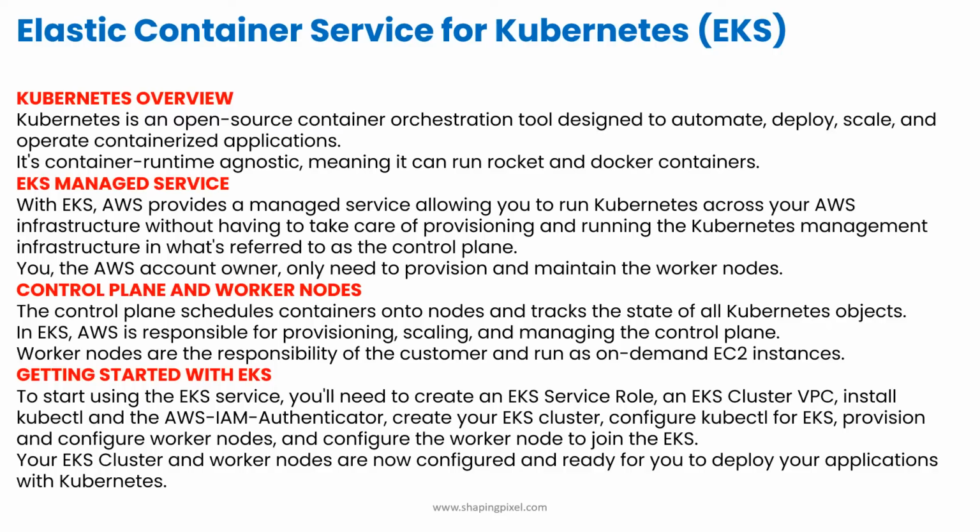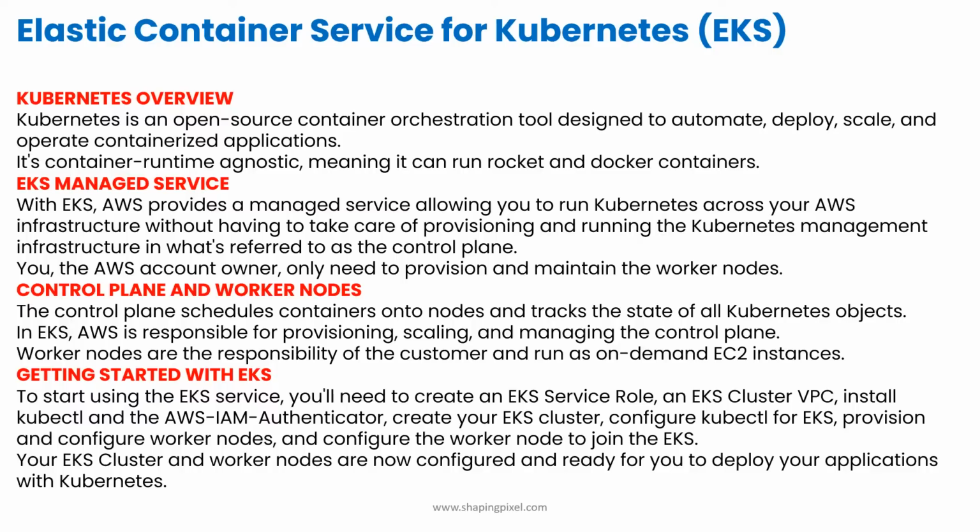So let's dive into the world of EKS, Elastic Container Service for Kubernetes. Kubernetes is an open source container orchestration tool designed to automate, deploy, scale, and operate containerized applications. It's container runtime agnostic, meaning it can run Rocket and Docker containers. With EKS, AWS provides a managed service allowing you to run Kubernetes across your AWS infrastructure without having to take care of provisioning and running the Kubernetes management infrastructure, what's referred to as the control plane.